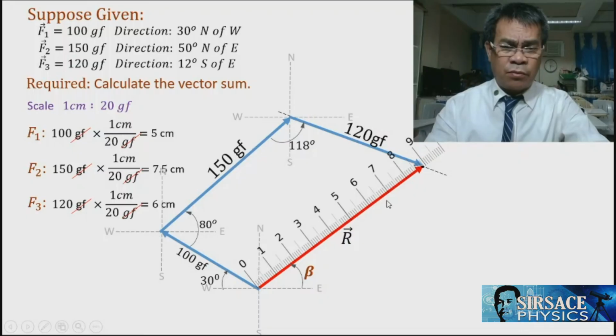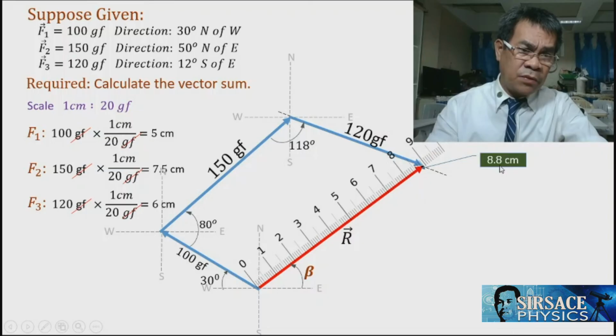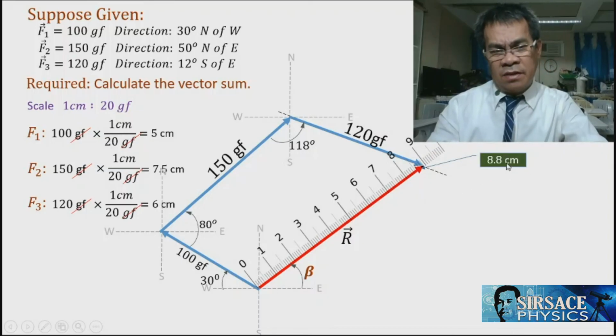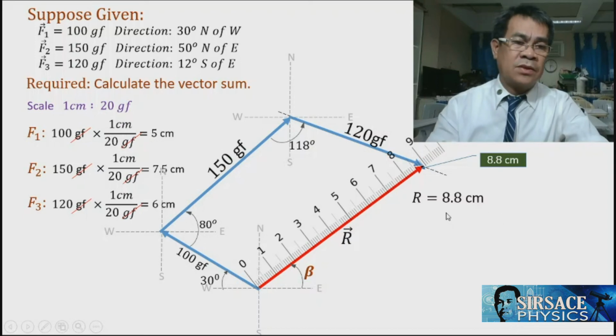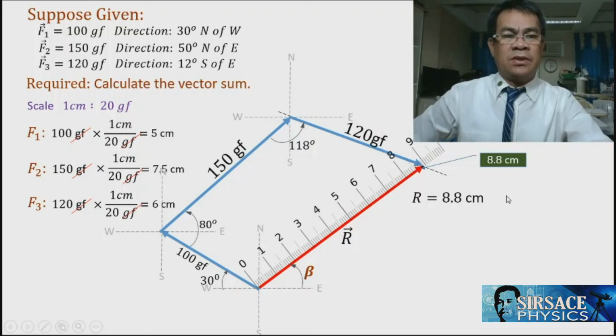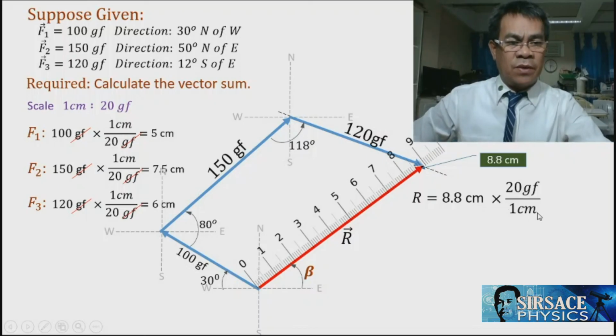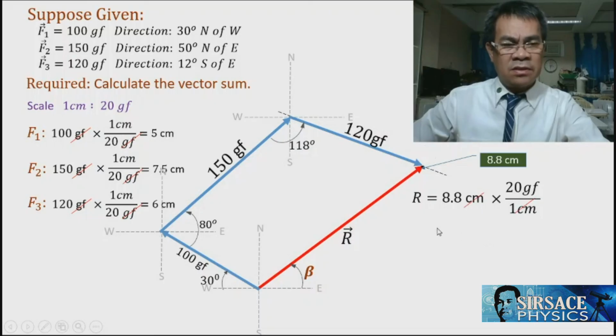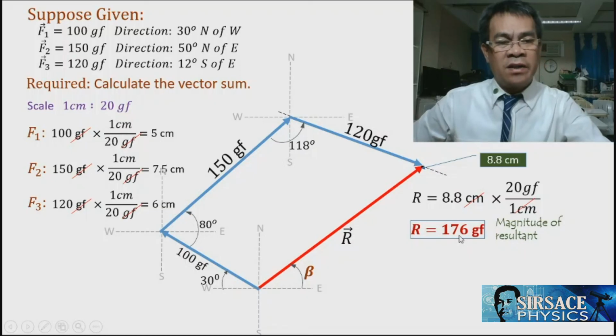Based on this record, you can create more precise than this presentation. Meaning you have to use a pointed pencil. So in this case, we have 8.8 centimeters. So therefore, all you need to do is to convert this into equivalent gram force. Use the same scale. So R, which is 8.8 centimeters, will be converted to gram force. So you have to multiply this by the ratio, but this time you have to reverse it so that we can cancel the centimeters. So multiply by 20 gram force per 1 centimeter. We can cancel centimeter. So you multiply 8.8 by 20, and the answer is 178 gram force. This is the magnitude of the resultant.